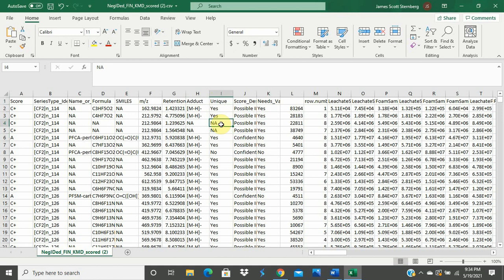Score description is simply a description of the score. It gives you a little bit more information. If you want to go back down to this score of A in row 6, it tells you that it's a confident ID. There are class-specific dominant fragments observed along with the exact mass and 2+ in the homologous series.